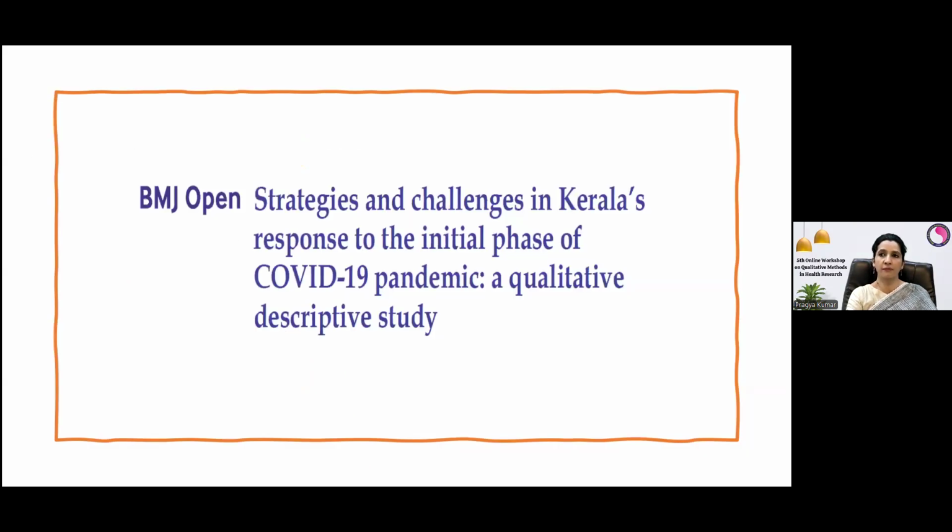So these are a few examples of qualitative descriptive studies, like strategies and challenges in Kerala's response to the initial phase of the COVID-19 pandemic. So in health research, you will see health system research. These days, you will see a lot of qualitative research going into RNTCP and HIV. HIV, though it was there since the beginning, since it is a stigma, and other programs like maternal and child health care, the vaccination program.